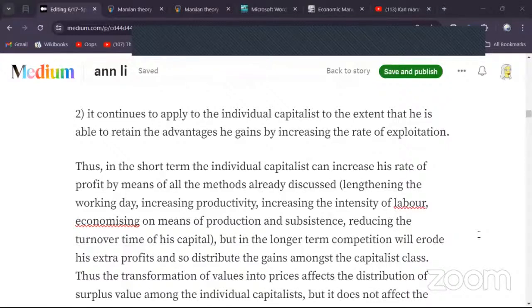That is, lengthening the working day, increasing productivity, increasing the intensity of labor, economizing on the means of production and subsistence, reducing the turnover time of its capital. So already you have a bunch of things that are all on your spreadsheet. But in the longer term, competition will erode his extra profits and so distribute the gains amongst the capitalist class. So you have this turnover problem.